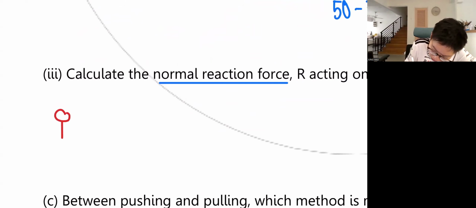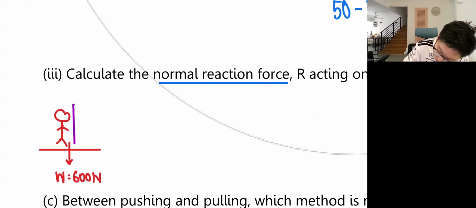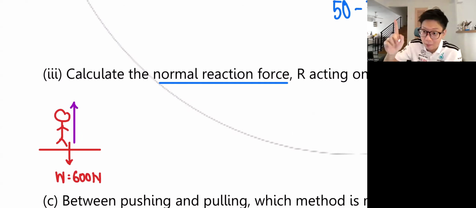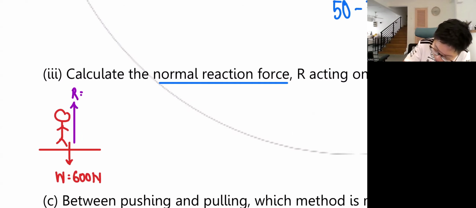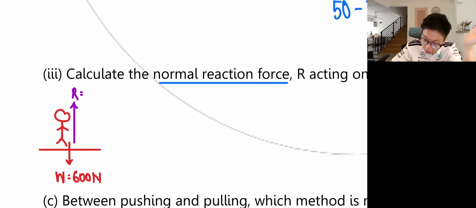So obviously, if this is Jung Hao, and if Jung Hao stands on the floor, my weight is let's say 600 Newton. As you can see, I'm not very fat. Okay, so 600 Newton. Can you tell me what is the normal reaction force? So the normal reaction force is a force that will push upwards, R, and the purpose of this R is to balance back the force.